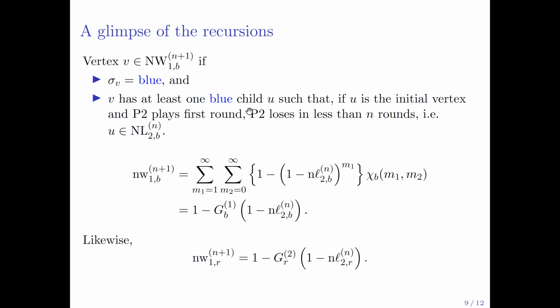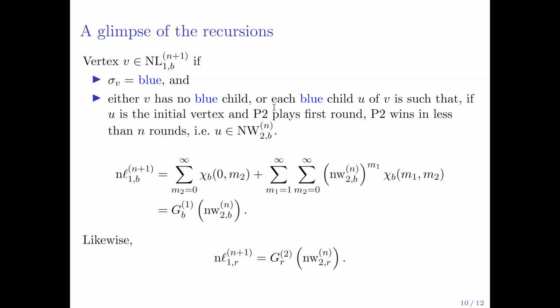It's just that you need one such blue child such that if P1 moves the token to this blue child, she's guaranteed to win. Here, there is a compulsion for P1 that every blue child of V is in capital NW2B superscript n, so that no matter where P1 moves the token, she's doomed to lose the game. So here it's a slightly different computation.